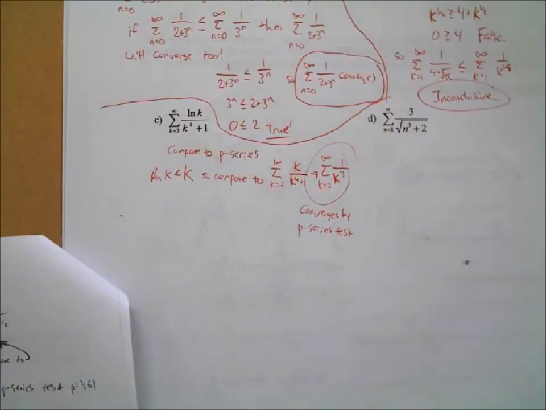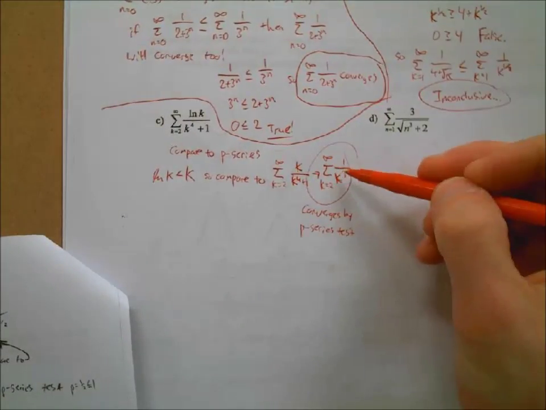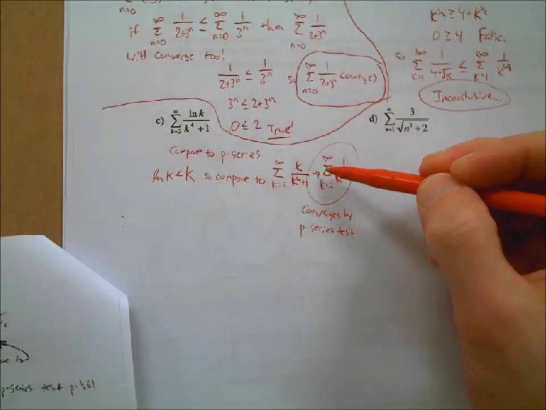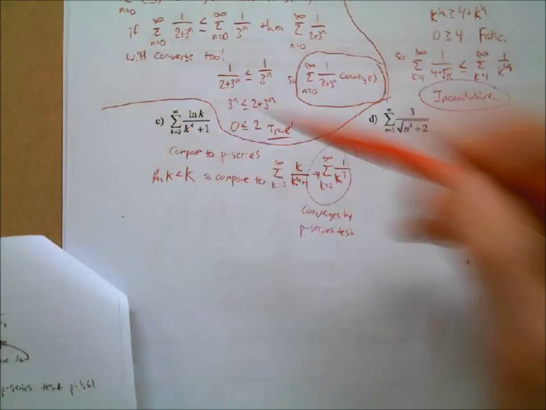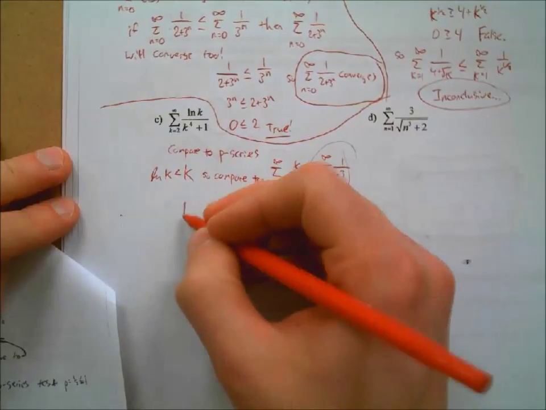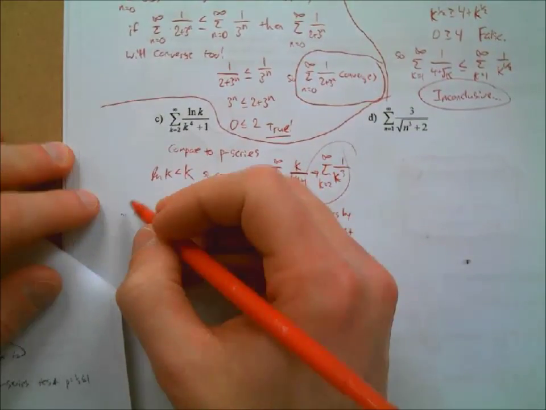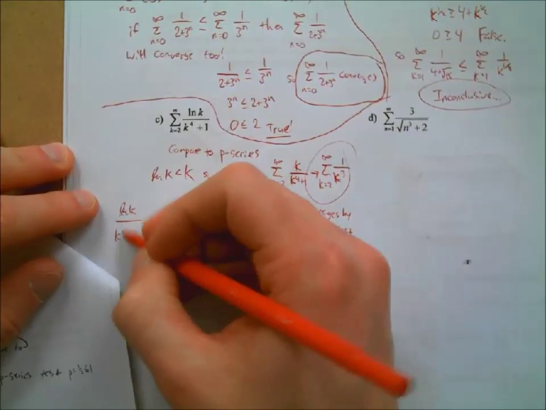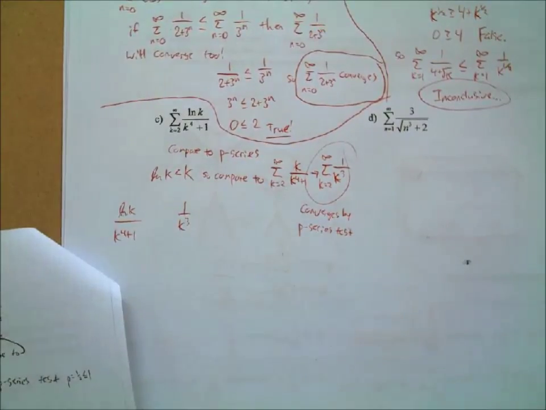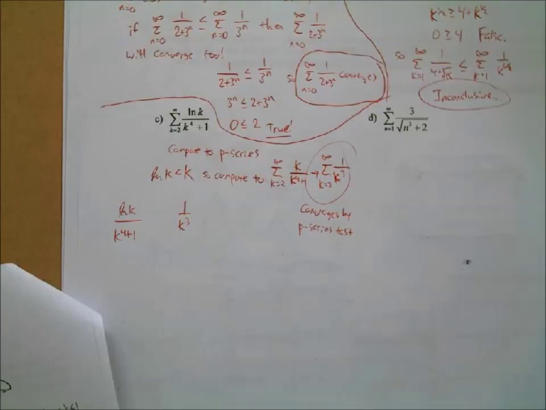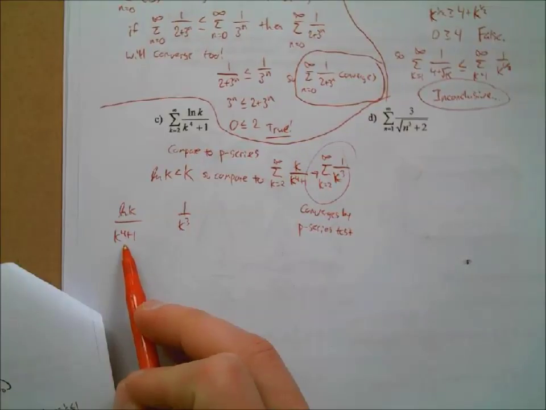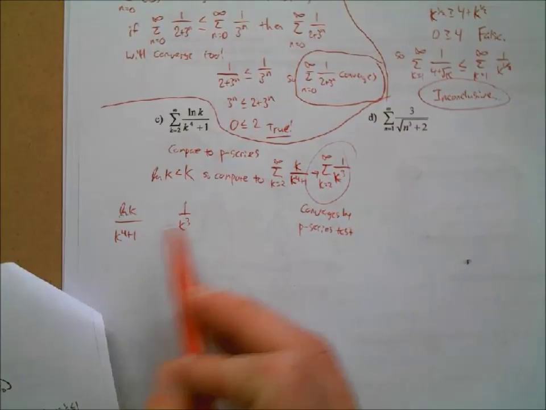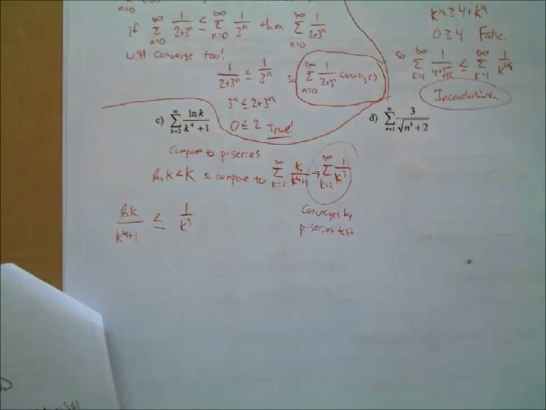And then all we need to show is that 1 over k cubed is related back to the original here. So we're going to relate that 1 over k cubed and that natural log k over k to the 4th plus 1. How do we want these two things to relate in order to get a conclusion here? If we know that this converges, what do we want to be true about this? It should be less than or equal to the thing that converges, right? So we're going to set it up that way. Hopefully we arrive at a result that will confirm those things.